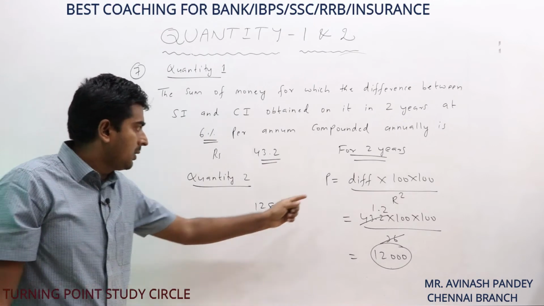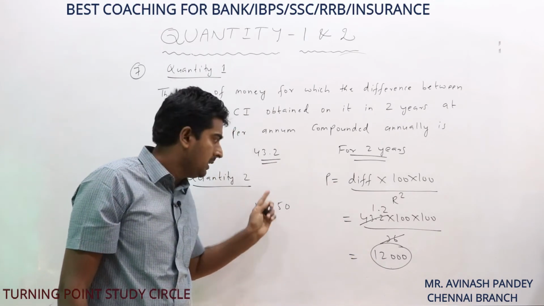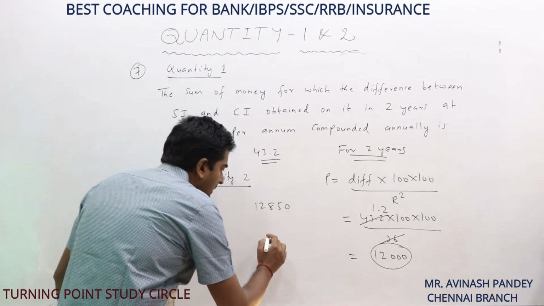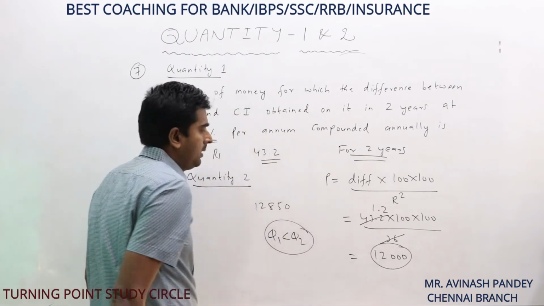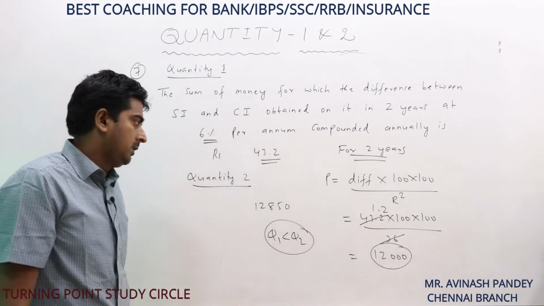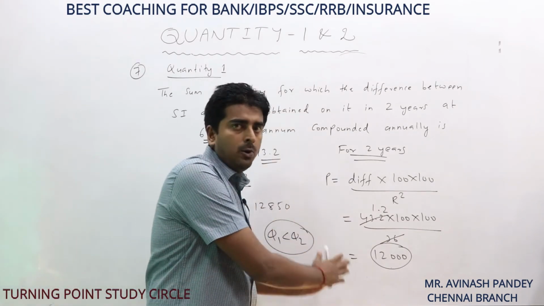So when you see here, quantity 1 is nothing but 12,000, and quantity 2 they have given you 12,850. So which is greater? Quantity 2 is greater. So my answer is Q1 is less than Q2, right? This is how you have to solve this question. Okay, this is the formula method by which you are going to get the answer.